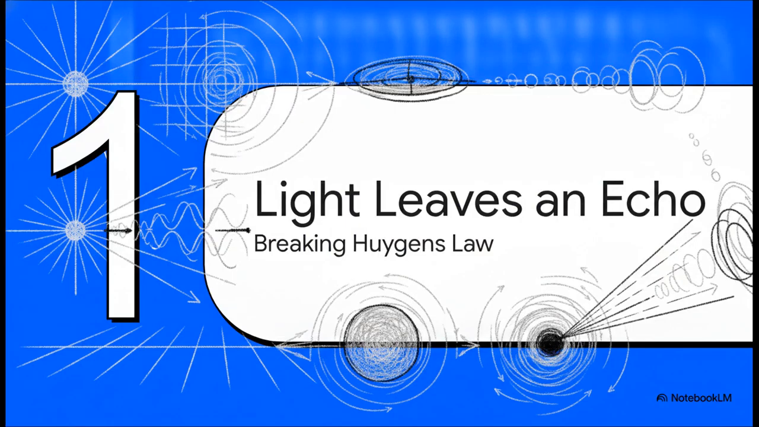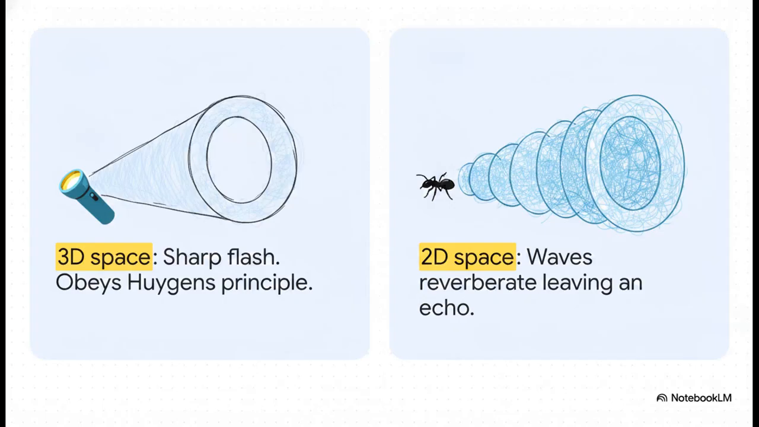Section 1. When light leaves an echo. Breaking Huygens principle. So, taking away a dimension profoundly messes with how light travels through empty space. In our 3D universe, if you turn on a flashlight for a split second, the light travels outward as a sharp, clean flash. It's a perfect, expanding hollow shell of photons. This obeys what physicists call Huygens principle.